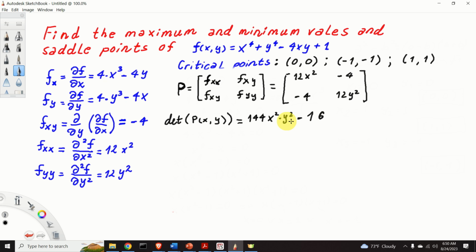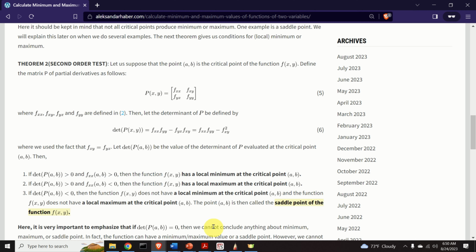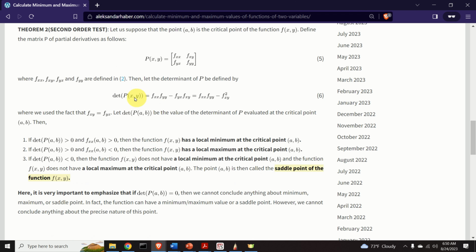So why is this determinant so important? Well, on the basis of the sign of this determinant for critical points and on the basis of the sign of this partial derivative for critical points, we will be able to determine if the particular critical point is maximum, minimum, or saddle point. In fact, I created a video tutorial whose link is given in the description below that explains this, and here's the main theorem. Here's our P matrix, here's the determinant, we basically computed it. However, this is just a general form. And then these three conditions are very important.